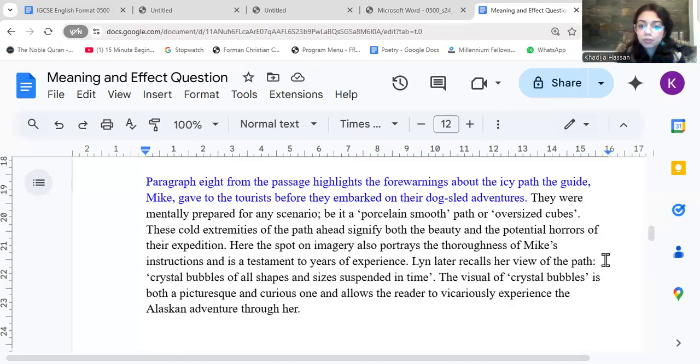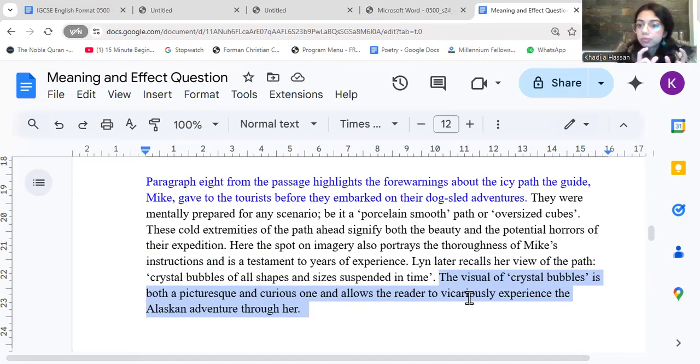Lynn later recalls her view of the path. So Lynn is again the tourist who is actually writing this journal entry. The text that we read was a journal entry. Crystal bubbles of all shapes and sizes suspended in time, the third phrase. So this is her view of the path. Explicit meaning. The visual of crystal bubbles is both a picturesque and curious one, and allows the reader to vicariously experience Alaskan adventure through her. So again, this is implicit meaning and imagery both combined together, right?